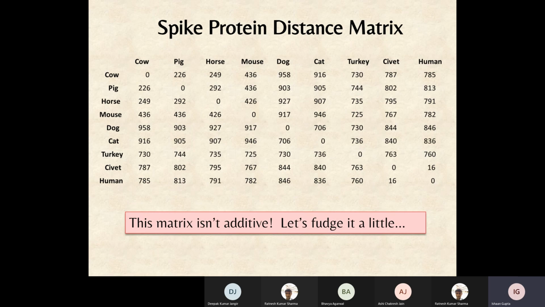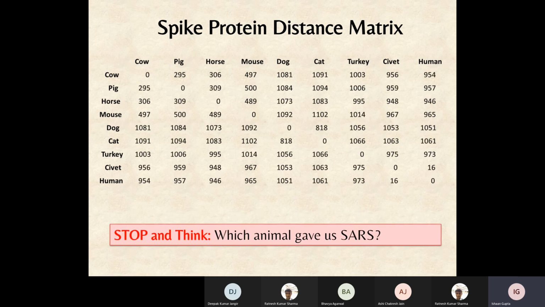But this would only be true if the matrix is additive. But this one is not additive, and that's a problem. So we can make the matrix additive, and then you can construct a tree. But once the matrix is additive, it's also possible that they may lie on different arms, right? But because the distance is low, most likely in most cases, when the distance is very close, this is where you would say that some bacteria or some virus jumped from one organism to the other. All right. So 16 is the lowest one.